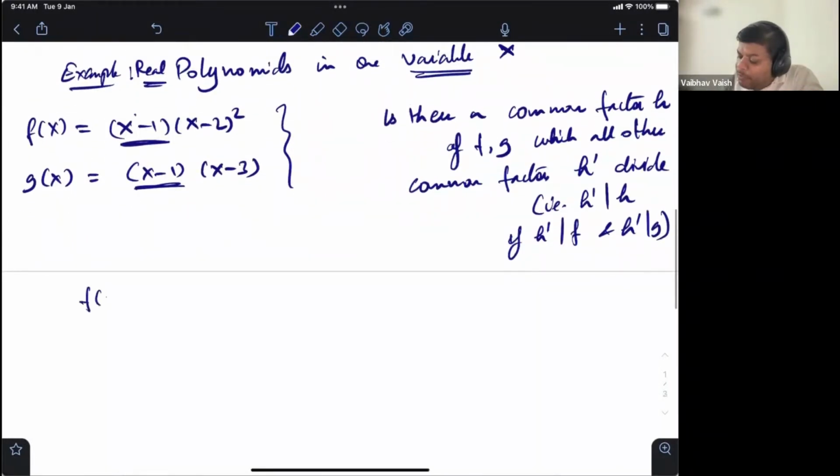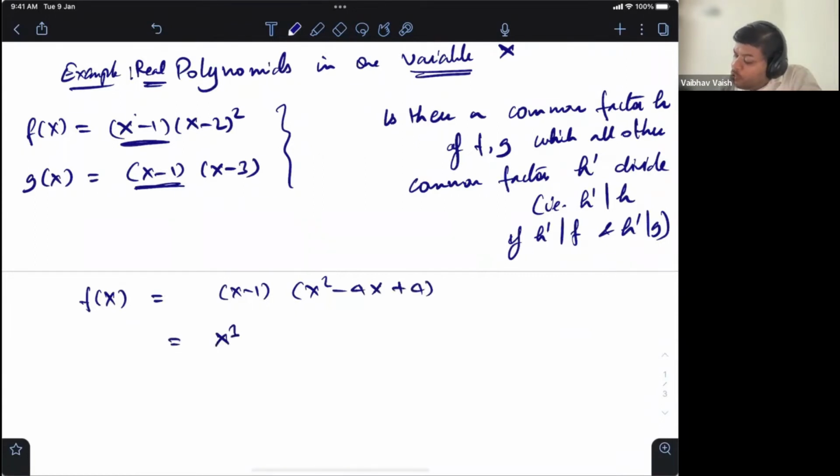What if I expand this out? What I'll get is x minus 1 into x squared minus 4x plus 4. And this is x cubed minus 4x squared minus x squared, so minus 5x squared, minus 4x plus 4x, so 0, and then minus 4. So this is this polynomial. There are some mistakes up here, right?